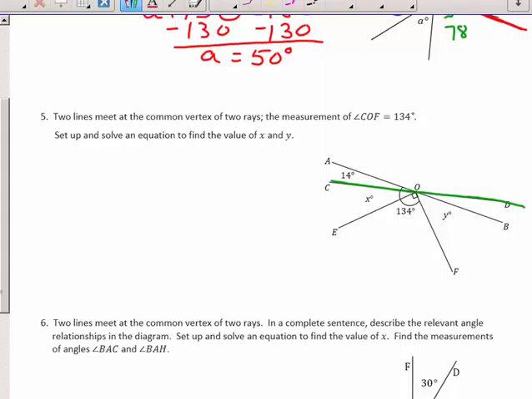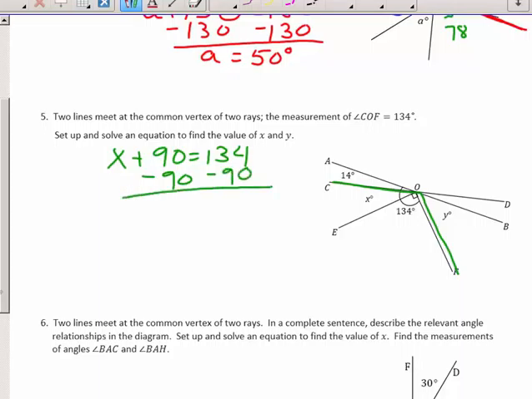But I also know, if I erase this, that when we said COF, I'm going to go back to that. COF we know is 134 degrees. Part of that, though, is 90. This part is 90. So I can figure out what X is, because X plus 90 has to equal 134 degrees. So I'm going to subtract 90 from both sides, and this definitely takes some practice and getting used to being able to look at the pictures and see what the heck is going on there.